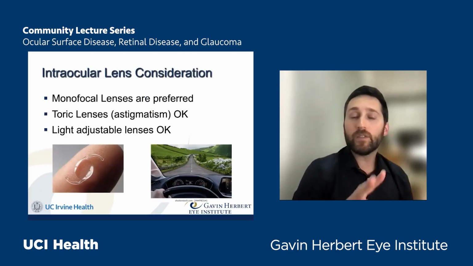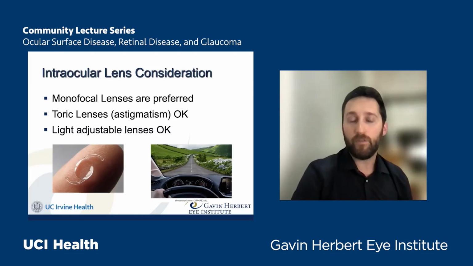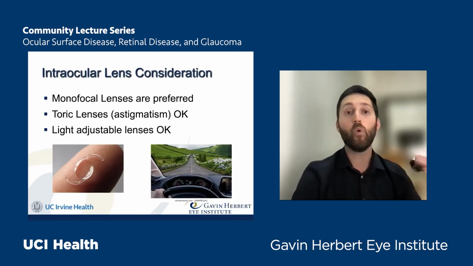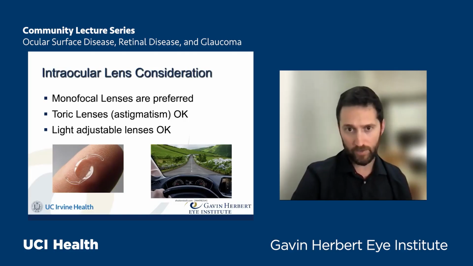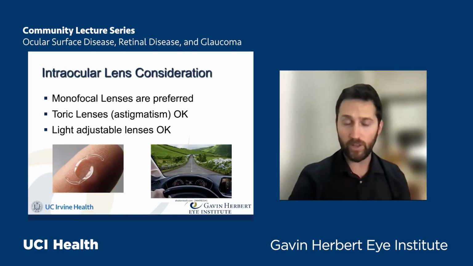The second consideration for patients with glaucoma is the type of intraocular lens. We really prefer doing monofocal lenses if possible. Toric lenses are technically a type of monofocal lens because they have one focus point, although you can introduce toricity into multifocal lenses, which we'll talk about after this. But a toric monofocal lens would be okay.